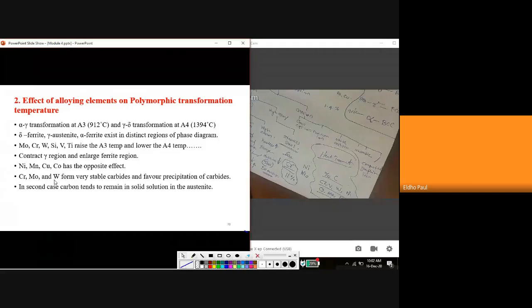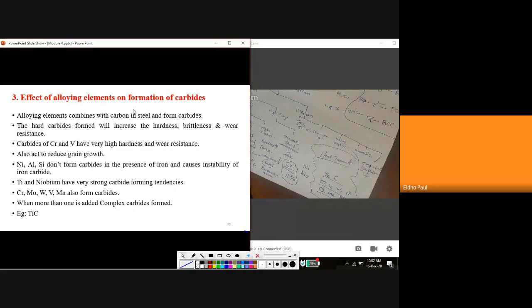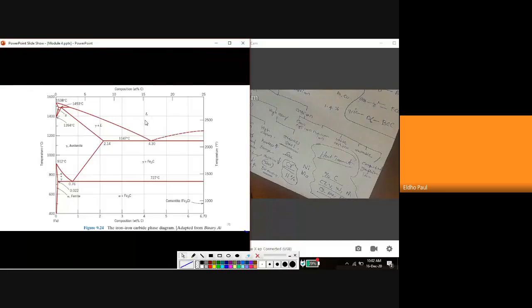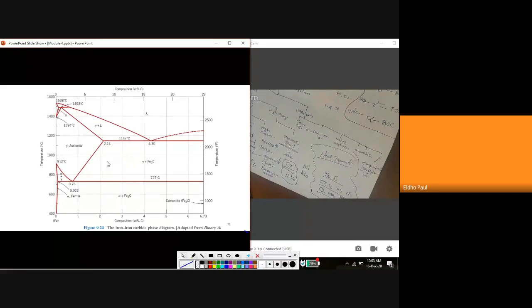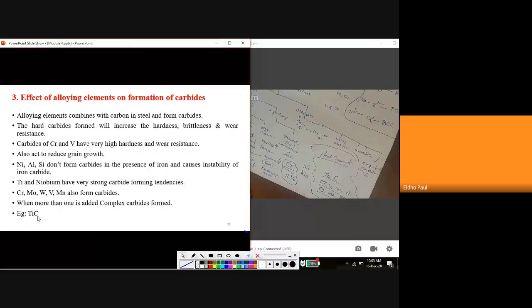So this is the effect of alloy elements on the polymorphic transformation temperature. That is the second one. The third one is the effect of alloy elements on the formation of carbides. In this case, Fe3C is a carbide, iron carbide, that is cementite. Similarly, by addition of different types of alloy elements, different carbides are formed. For example, when we add titanium into this steel, the titanium reacts with the carbon and forms titanium carbide. So different carbides are formed by the addition of alloy elements and thereby the properties of the materials are also enhanced. When we add different alloy elements, they react with the carbon and form carbides.